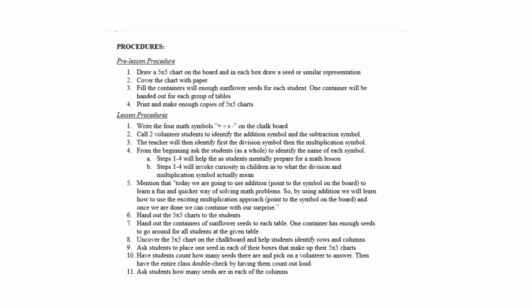Here's an example of the detail level from the exemplar. So what did the teacher do prior to the lesson? She drew a 5x5 chart on a board, and in each box drew a seed. She covered the chart with paper, etc. Then what she did during the lesson. So those are the lesson procedures. And look at the detail in these steps and how clear it is.